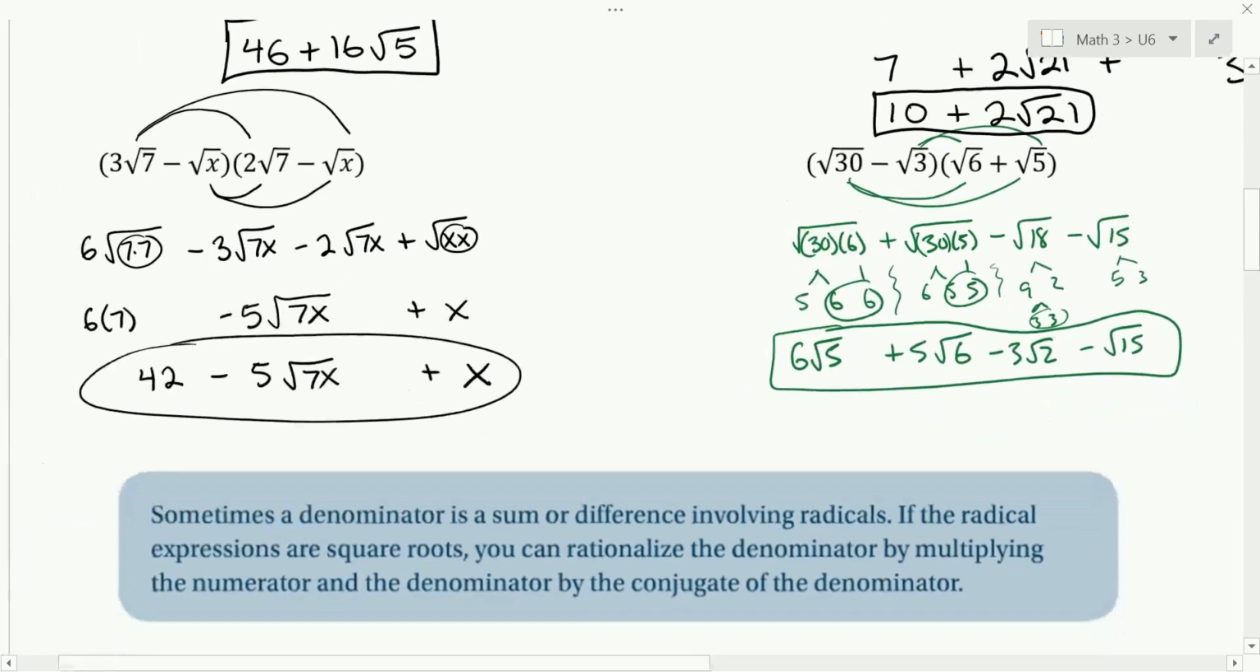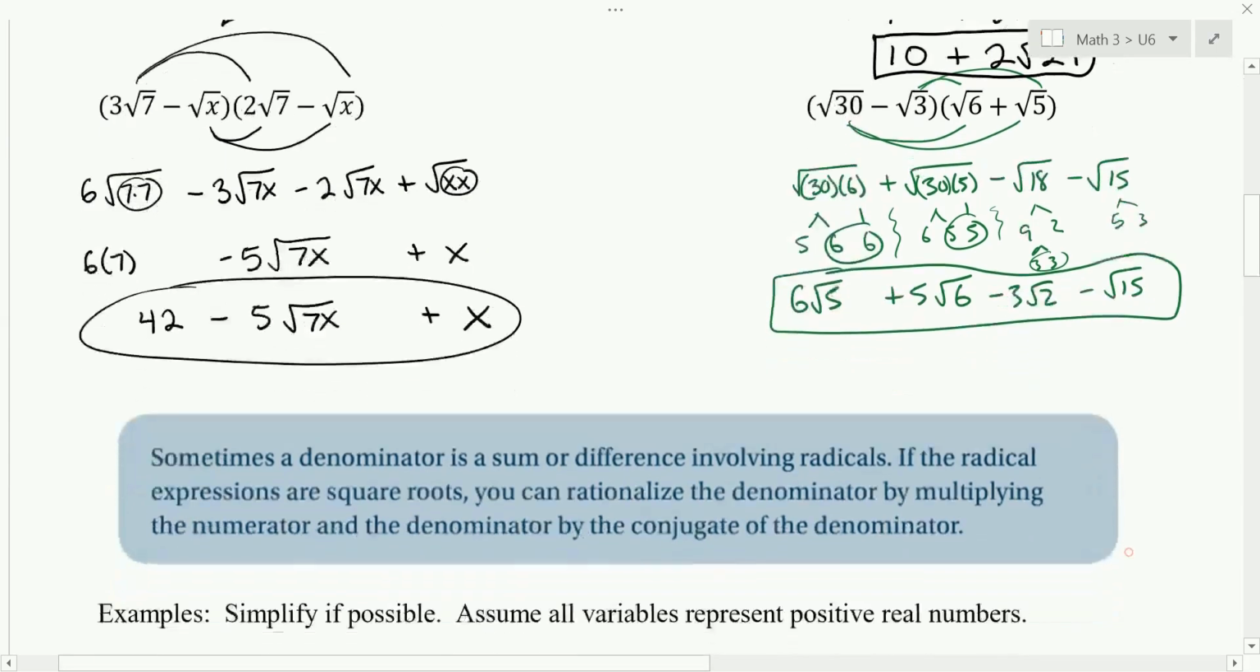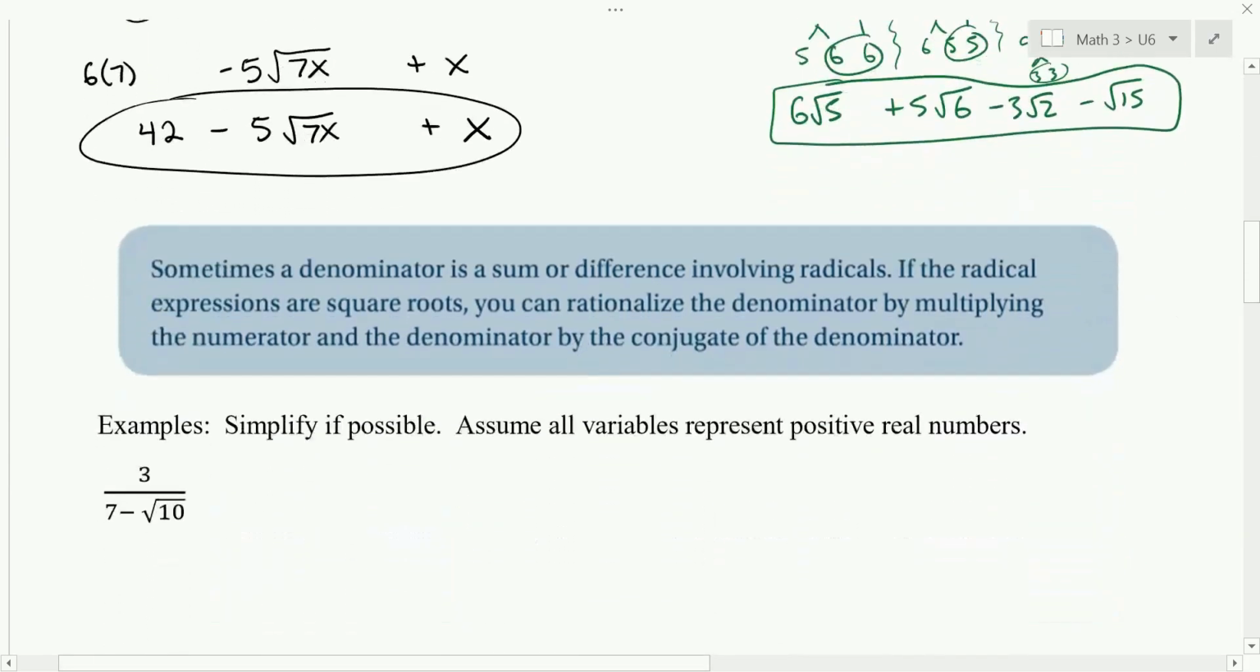Okay. All right. So sometimes a denominator is a sum or difference involving radicals. If the radical expressions are square roots, you can rationalize the denominator by multiplying the numerator and the denominator by the conjugate of the denominator. And if you remember, even in part of your homework or the last part of the notes from Friday, we started talking about what a conjugate was. And we said when you multiply conjugates together, you end up getting rid of square roots.